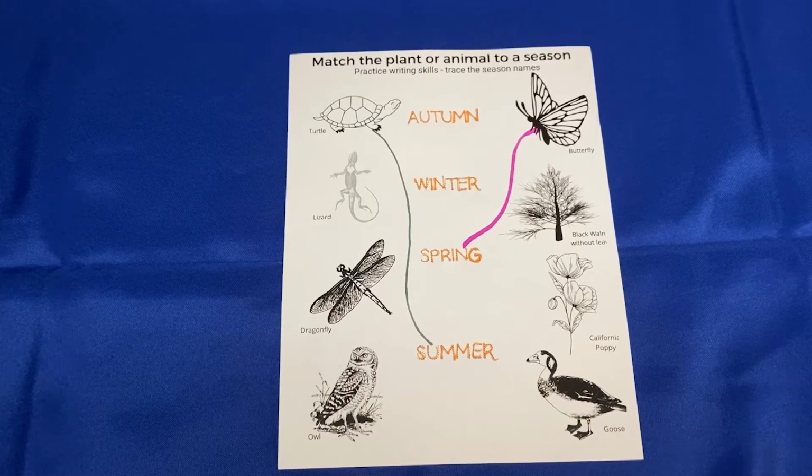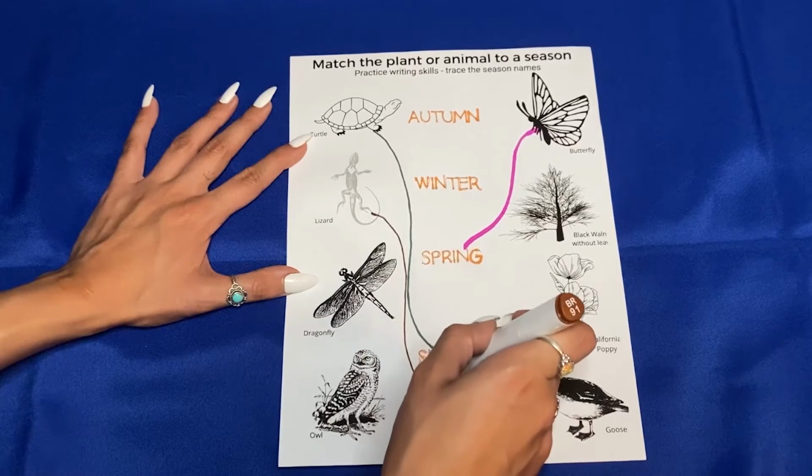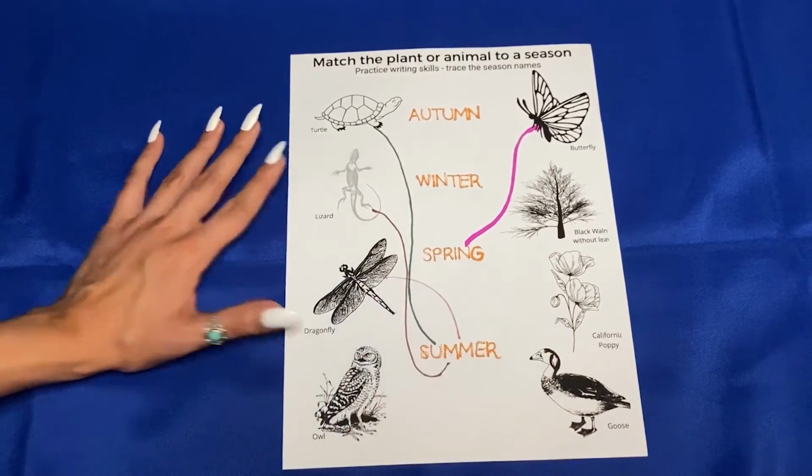Now let's do the lizard. How often do we see lizards? That's right, summer. Lizards are most active during the summer because they need the sun to warm their bodies in order to be active. When do we see dragonflies? Summer. Dragonflies are most active in the summer because that is when their prey or food, which are mosquitoes, are also most active.